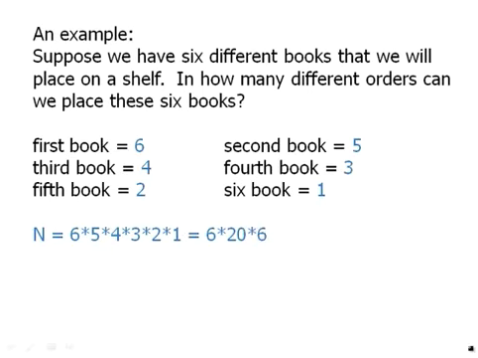Now we can simplify this a little bit. The 3 times 2 is 6, the 5 times 4 is 20, 20 times 6 is 120, 6 times 120 is 720. And that's the number of different orders in which we can put these books.